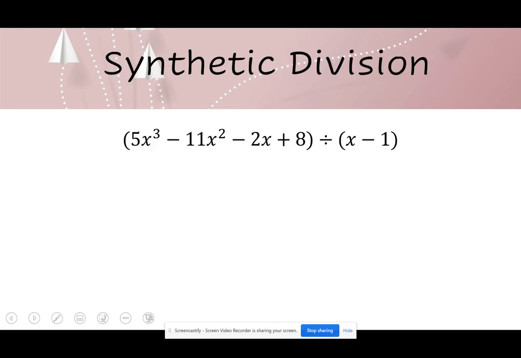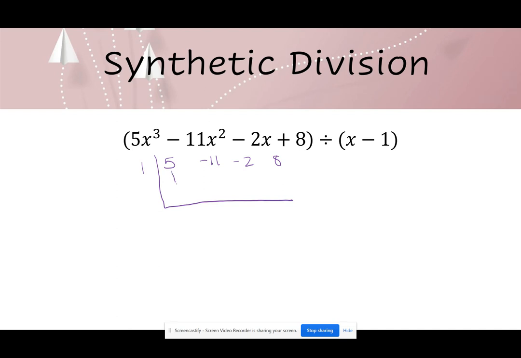So when you're doing synthetic division, again, we're going to follow the same steps every time. You're going to draw this little half a box thing and copy just your coefficients, but include the signs across the top of it. So we have 5x cubed minus 11x squared minus 2x plus 8. On the outside here is going to be the opposite sign of the number in the parentheses. So we're going to just have 1. So this is how you set up every single time.